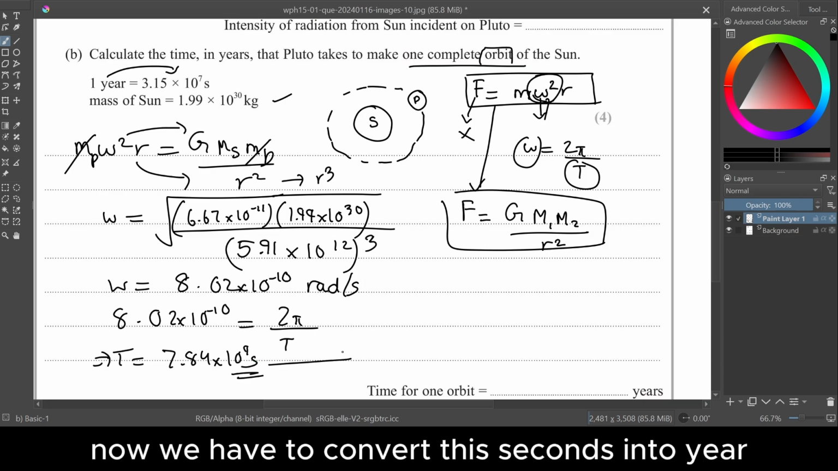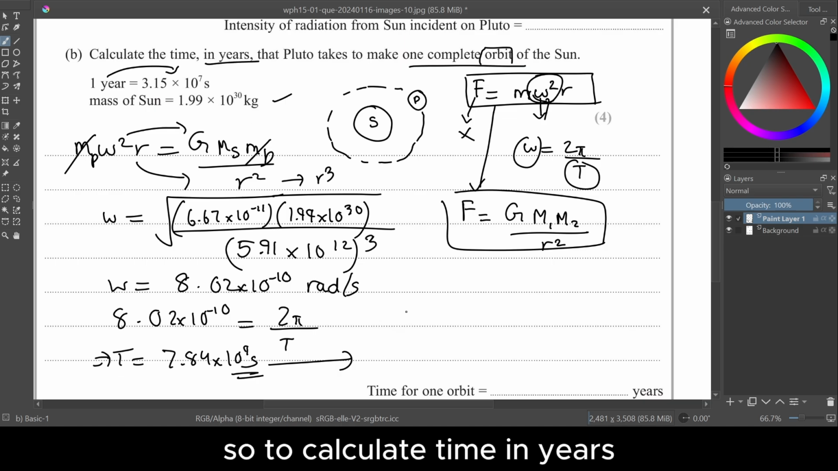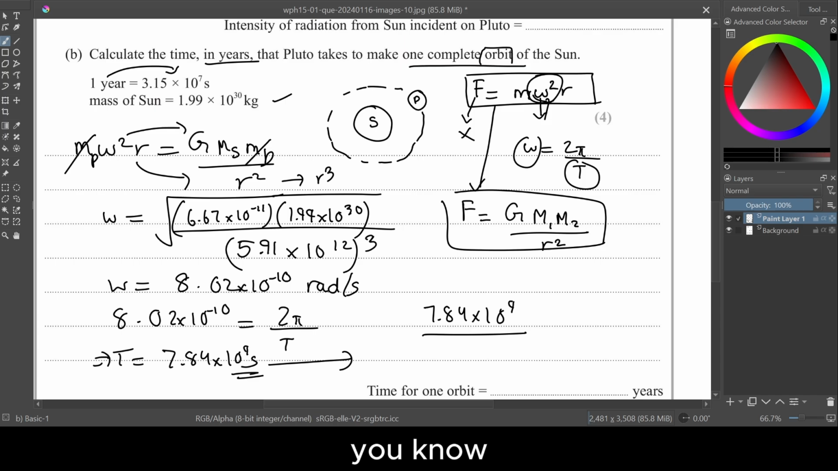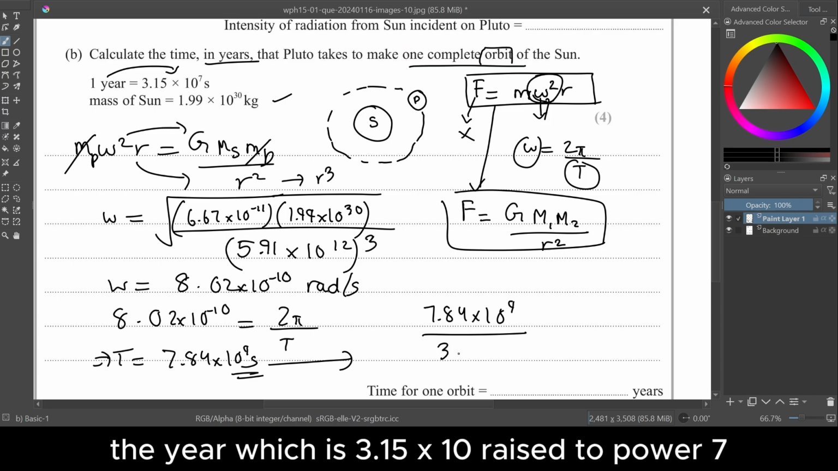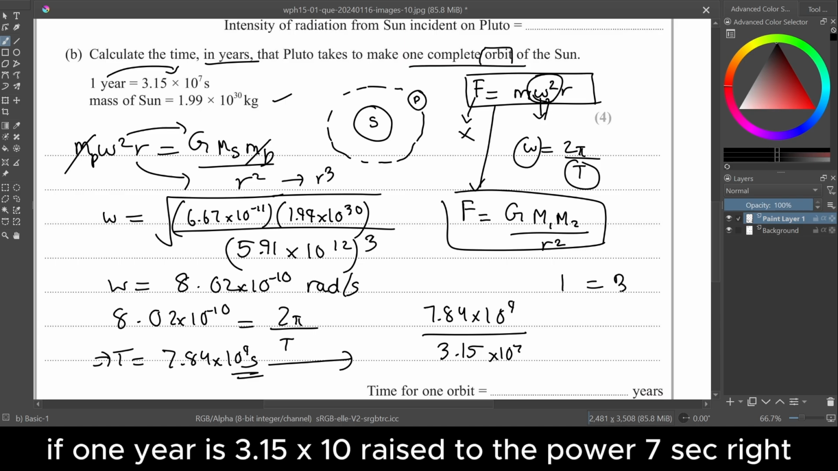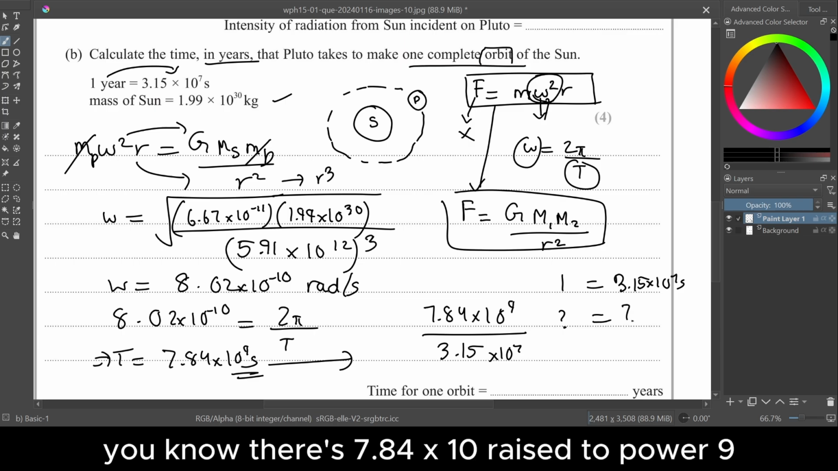Now we have to convert the seconds into years, because they asked us to calculate time in years. So to calculate time in years, you just divide 7.84 times 10 raised to power 9 by the number of seconds in a year, which is 3.15 times 10 raised to power 7. If you don't know how I got this, it's very simple. If 1 year is 3.15 times 10 raised to power 7 seconds, how many years will be 7.84 times 10 raised to power 9 seconds?